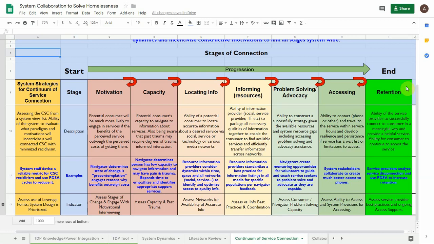Some of the difficulties that we have with service retention is that we don't necessarily have services that have good availability. We sometimes don't have services that have a lot of best practices, so they're not serving clients in a quality way, and so people bounce out of these services.